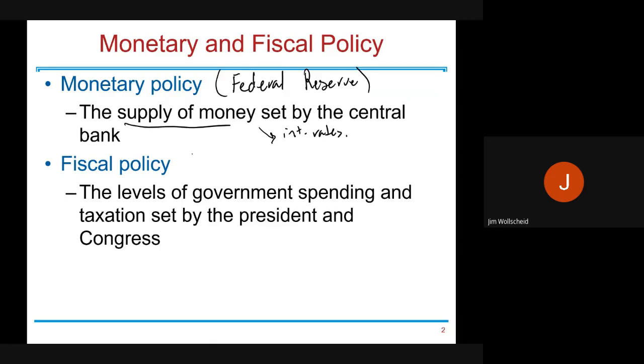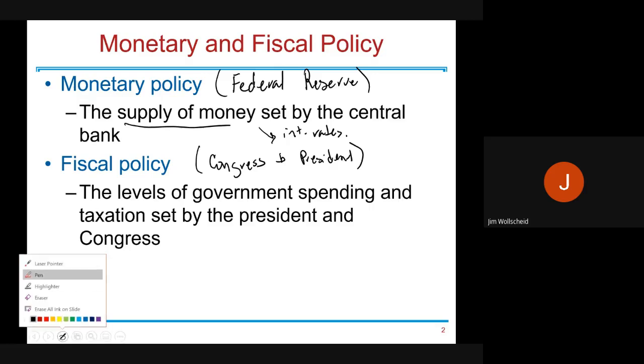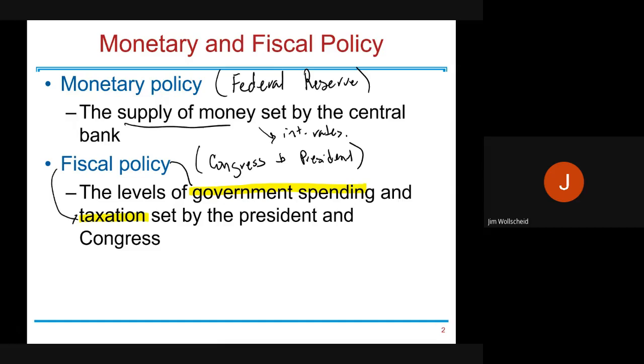On the other side, we have fiscal policy. Fiscal policy is set by Congress and then signed into law by the president. So when we think of monetary policy, you should be thinking about the Federal Reserve. When we talk about fiscal policy, you should be thinking about Congress and the president, and about 2 levers: government spending and taxation. If I say fiscal policy, you should say, ooh, we're going to change either government spending or taxation. If I say monetary policy, you should be thinking, oh, we're going to change the supply of money. We've already talked about who's in charge of those things. Now let's discuss how these things work.